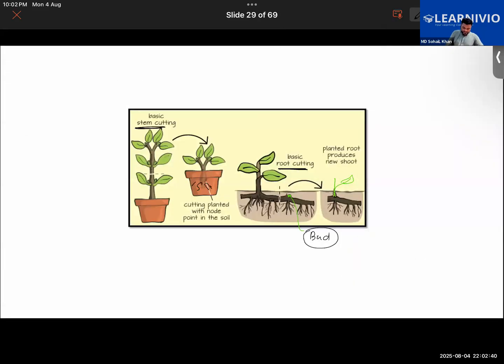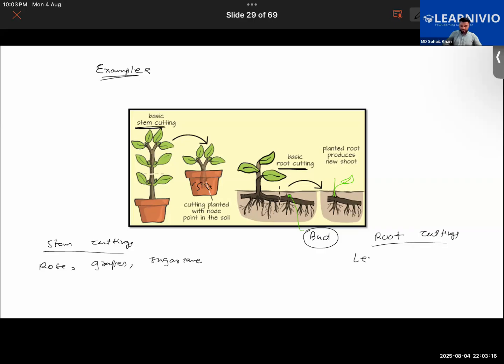So let me quote some examples of the plants that can be grown. From the stem cuttings, plants like a rose can be grown. Grapes can also be grown. Sugarcane can be grown. And there are some other examples also, like tapioca. As for the root cuttings, I gave you the examples like some species of the lemons and tamarind can be grown from the root cuttings.